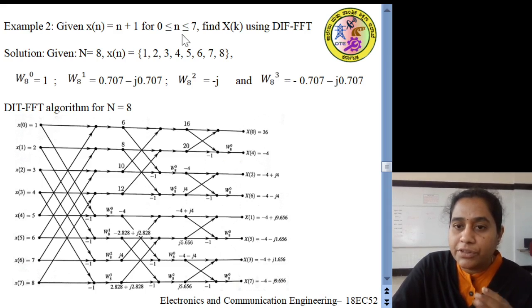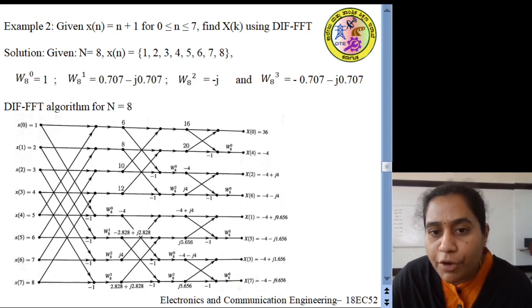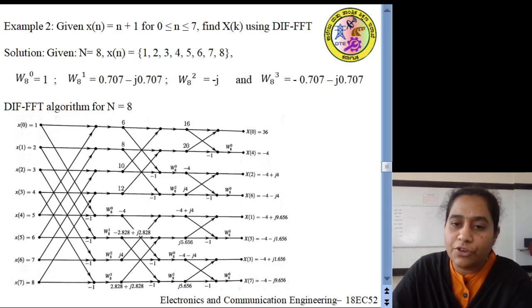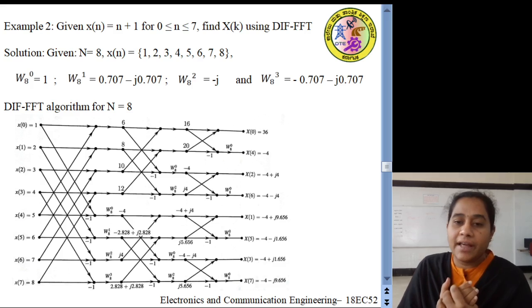So, if we substitute these input values along with this twiddle factor to this complete reduced flow graph for finding DIF FFT algorithm for n is equal to 8, what we obtain is this. We are giving the inputs in natural order. X of 0 is equal to 1, x of 1 is equal to 2, x of 2 is equal to 3, x of 3 is equal to 4, x of 4 is equal to 5, x of 5 is equal to 6, x of 6 is equal to 7 and x of 7 is equal to 8. So, input in natural order.